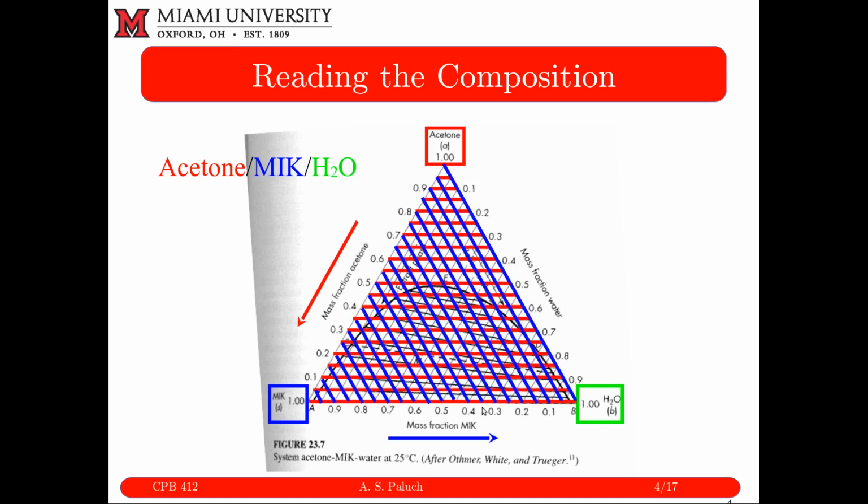Next, if I want to look at concentrations of MIK, I look at this corner. This point would correspond to a system of pure MIK. If I want to read off compositions of MIK, I'm again looking at the lines that are parallel to this point. Where I read off my MIK fractions is this bottom axis, labeled mass fraction MIK. This is pure MIK, so 1. This line hits this axis at 0.9. That's 0.9 mass fractions MIK, and so on and so forth. So this would be 0.3 mass fractions MIK, all the way down to 0.